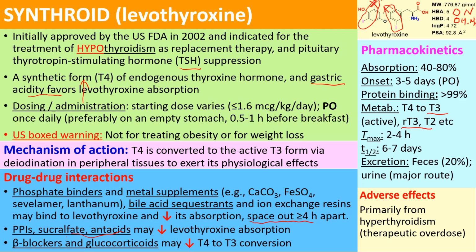Beta blockers and glucocorticoids may decrease the conversion from T4 to T3. Adverse effects arise primarily from hyperthyroidism due to therapeutic overdose.